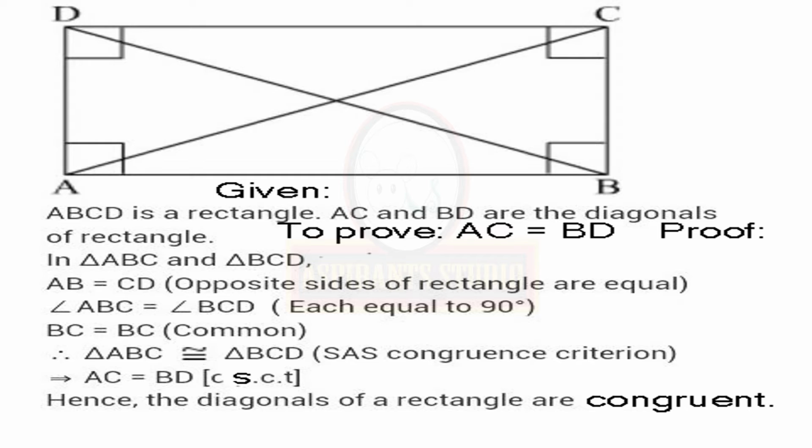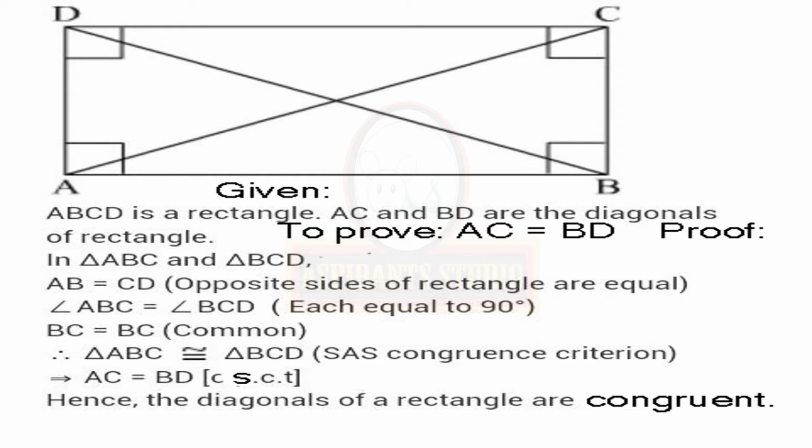Now, angle ABC is congruent to angle BCD, therefore measure of angle ABC is equal to measure of angle BCD, since each angle equals 90 degrees. Segment BC is congruent to segment BC, common side. Here it is mentioned length of BC is equal to length of BC. If you write segment, you have to not write equal to, you have to write congruent symbol. Segment BC is congruent to segment BC, otherwise BC is equal to BC, common side. You have to write the common side.